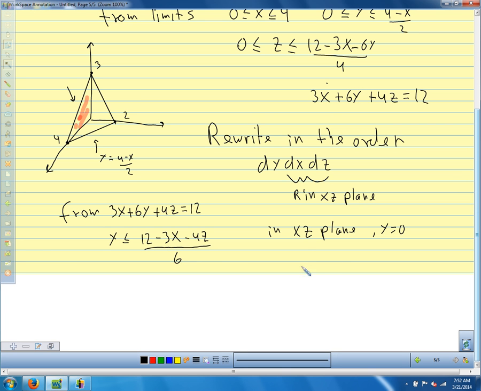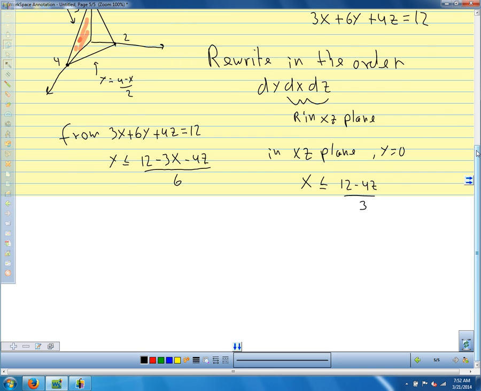So we get x is less than or equal to 12 minus 4z over 3. So the equation of this line would be x equals 12 minus 4z over 3. So now we can rewrite our order of integration.